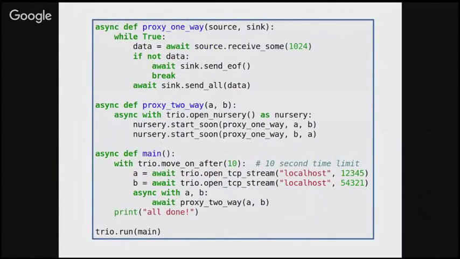From the caller's perspective, proxy two-way is just a regular function you call. It does something for a while. It stops. There's nothing like, oh, it spawned something, so it returned, but it's actually still going in the background. None of that has happened. It just runs, and when it's done running, it's finished. Everything's cleaned up. We know no one's using those streams anymore, so with the with block around it, it's safe to close them. It just provides some basic hygiene.